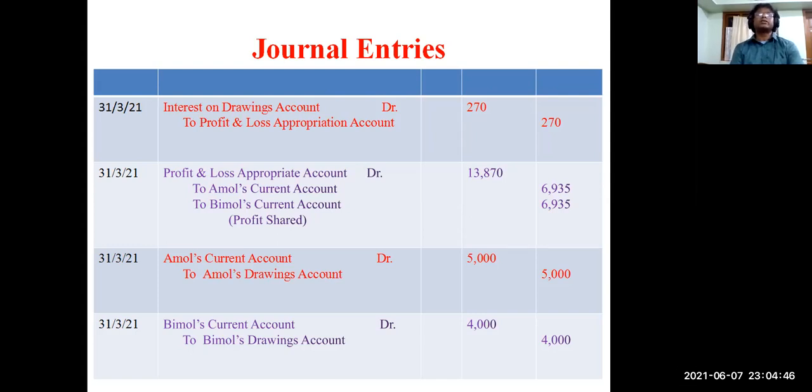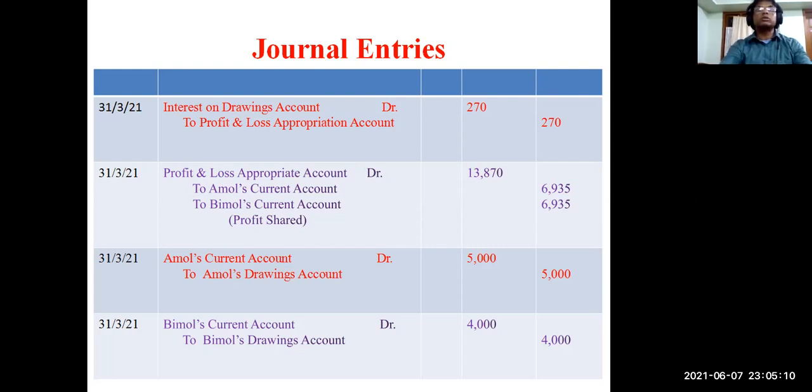See, you have given interest on drawings, interest on capital, then salary, everything you have given, and nothing else is there in the question. So at this stage, you find the profit, the difference between the two sides, debit and credit, of the P&L appropriation account. This difference between the two sides will be profit or loss. If the credit side is more, it will be profit. In this case, the credit side is more.